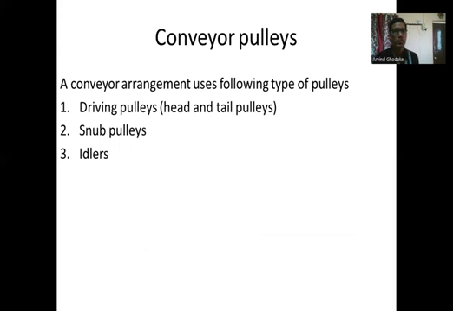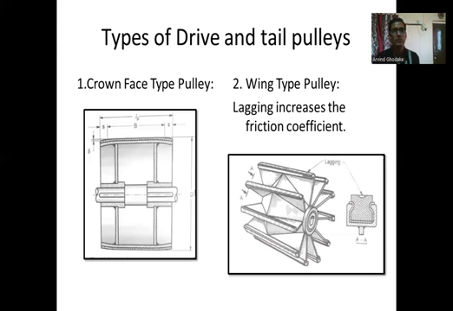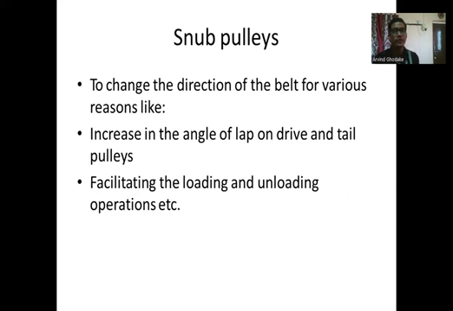Then conveyor pulleys. A conveyor arrangement uses the following types of pulleys: the driving pulley, head and tail pulleys, the second one is snub pulleys, and the third one is idlers. Then the types of drive and tail pulleys: the crown face type pulley and the wing type pulley are used. Lagging increases the friction coefficient. Next is the snub pulley, used to change the direction of the belt for various reasons, like increasing the angle of lap on the drive and tail pulleys, and facilitating loading and unloading operations.